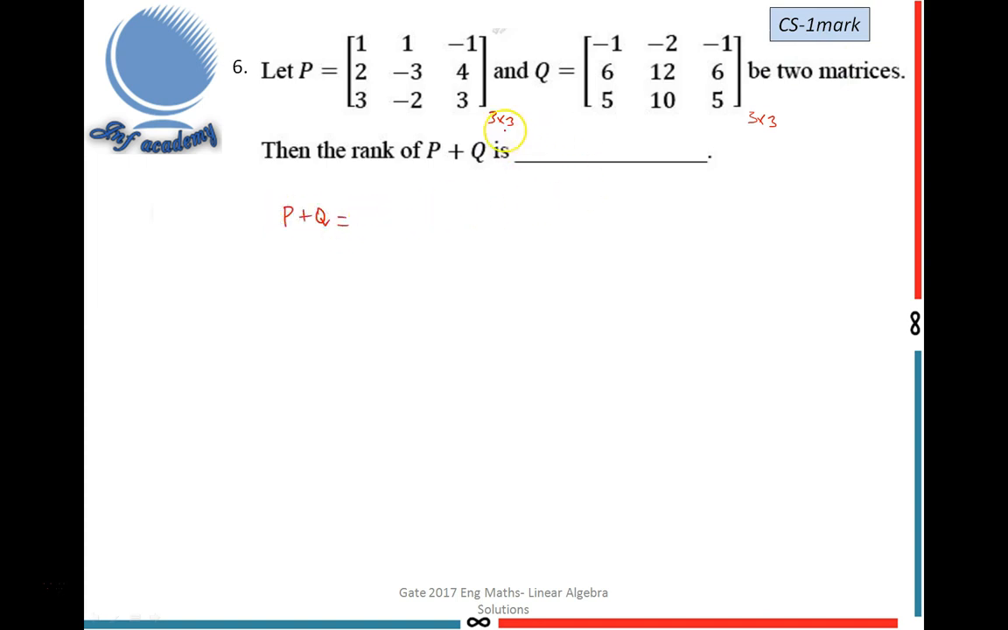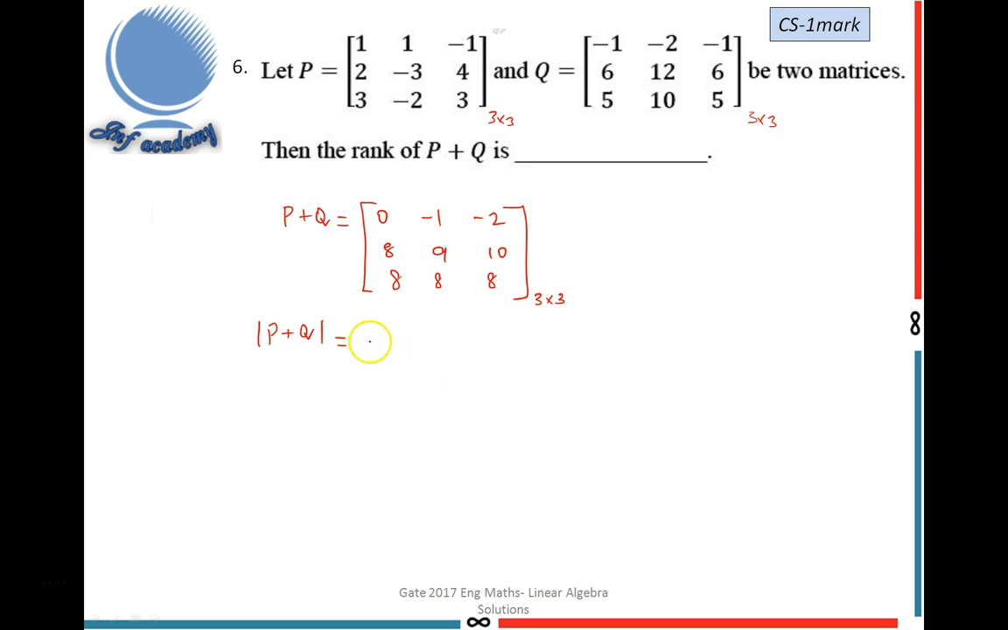Is it possible? Yes, because P and Q are of the same order. Adding these two, we can get 0, minus 1, minus 2, 8, 9, 10, 8, 8, 8. This is the 3 by 3 square matrix. So first I find the determinant of P plus Q. Suppose I got not equal to 0, then rank of P plus Q equal to 3 by using the definition or result.